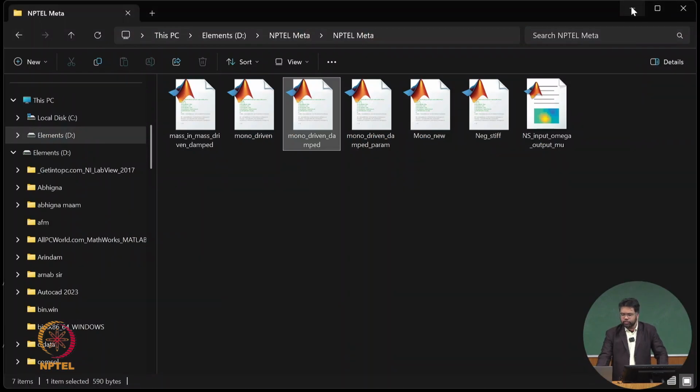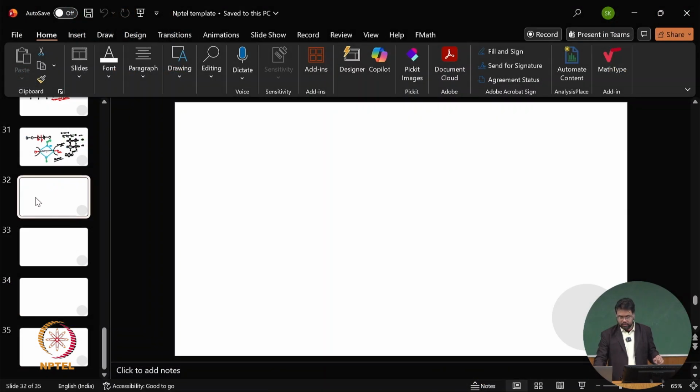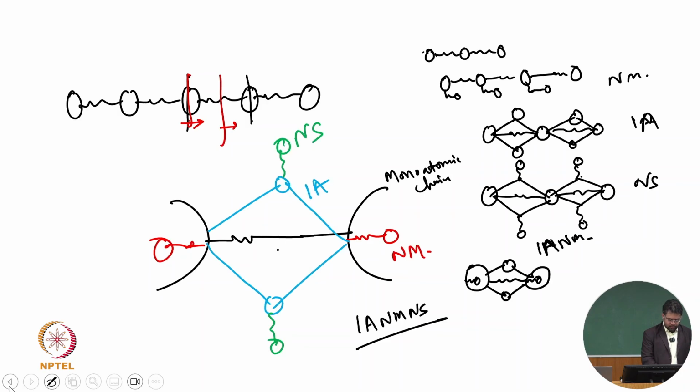Okay, so any question up to that? No question. Very good. Now we have also seen how the waves are going and how the dispersion curves can be generated from MATLAB. You can definitely try the coding by yourself.